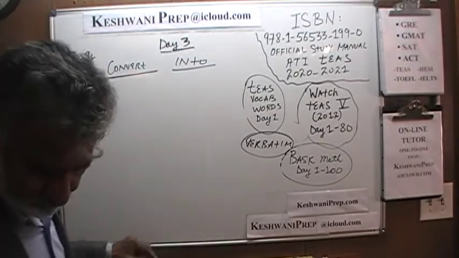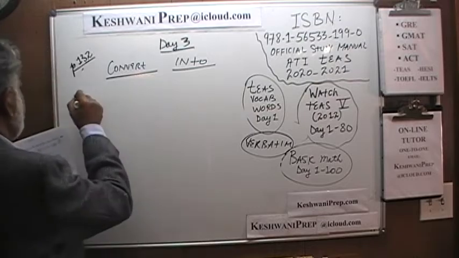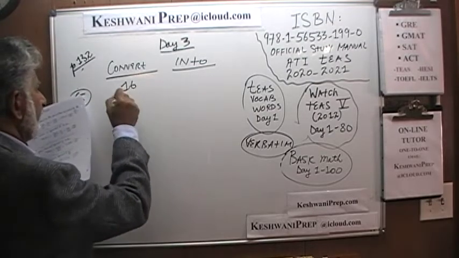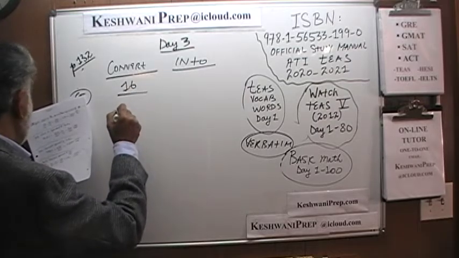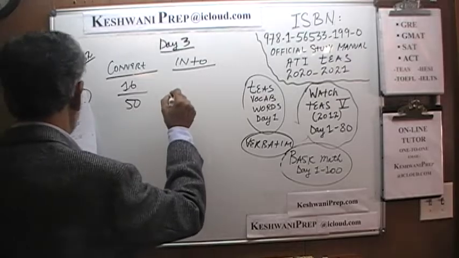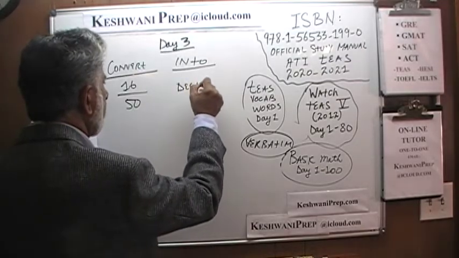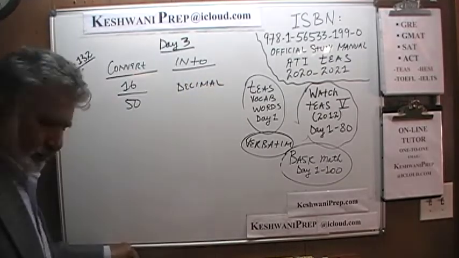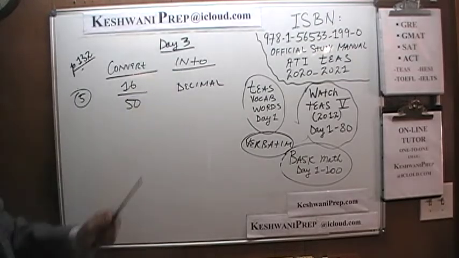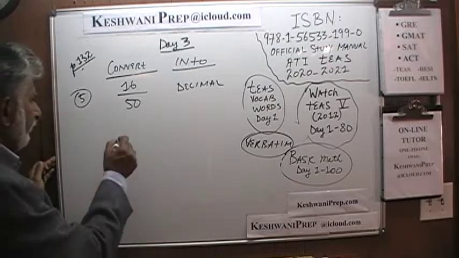So number 5. Number 5 says convert 16 over 50 into decimal. They're being asked to convert 16 over 50 into decimal. Let's do this, shall we? 16 over 50.